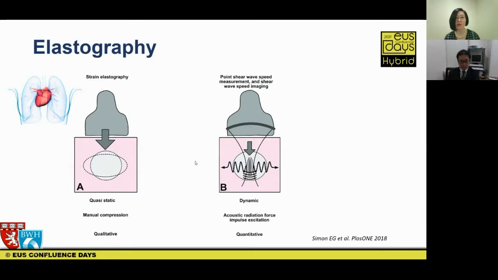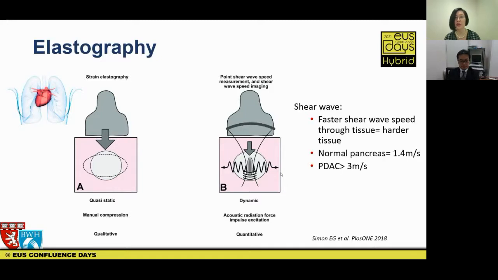This is unlike shear wave elastography, which is different, as you can see in the right side cartoon. The waves are propagated perpendicular to the ultrasound waves coming from the EUS transducer. Because of this, it is felt to be a more objective potential measurement of the elastic properties of the tissue. The faster the shear wave speed through the tissue, the harder the tissue is. You see some values there.